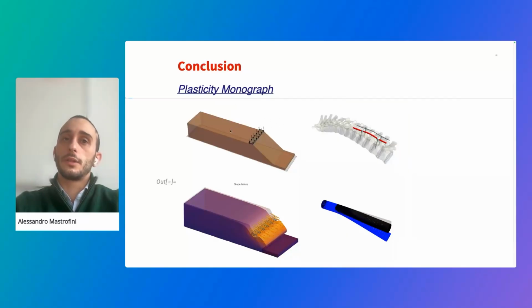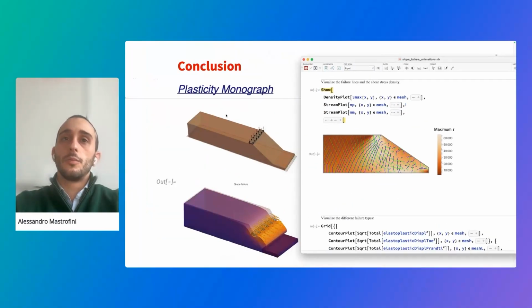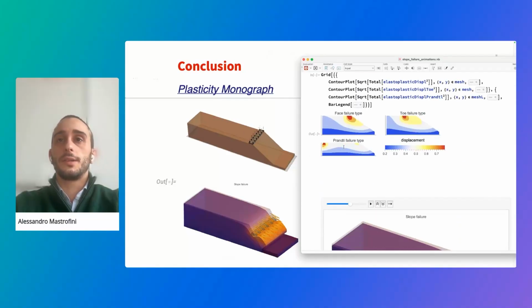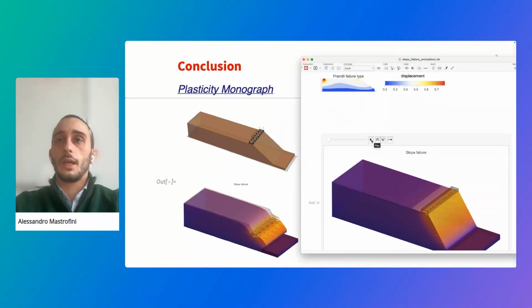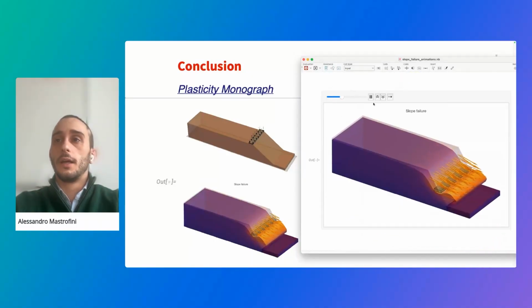That one is again for the slope failure. Let me see if I can show. Okay, this is a slope example similar to the strip footing one, but now you're going to apply a load and see basically if the slope is going to fail or not for that load.